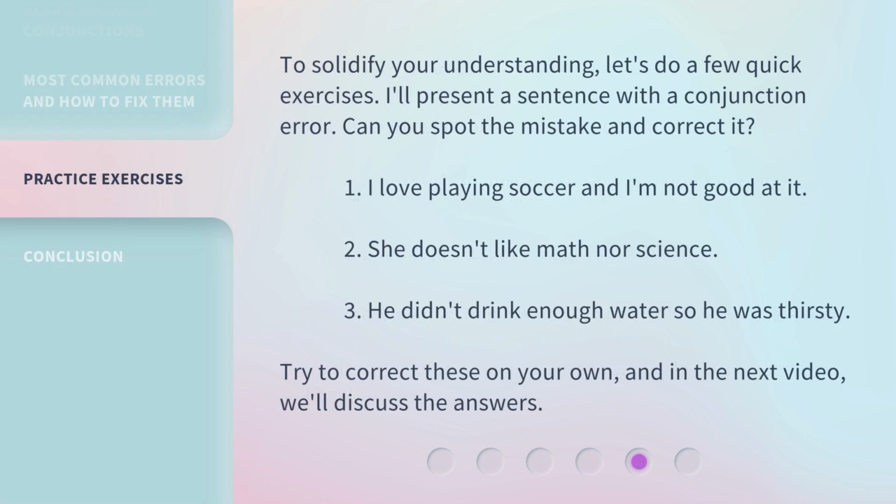To solidify your understanding, let's do a few quick exercises. I'll present a sentence with a conjunction error. Can you spot the mistake and correct it? 1. I love playing soccer and I'm not good at it. 2. She doesn't like math nor science. 3. He didn't drink enough water so he was thirsty. Try to correct these on your own, and in the next video, we'll discuss the answers.